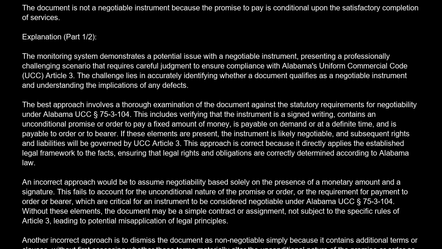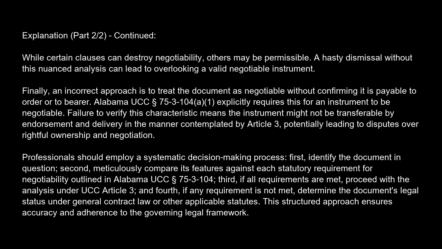Another incorrect approach is to dismiss the document as non-negotiable simply because it contains additional terms or clauses, without first assessing whether those terms materially alter the unconditional nature of the promise or order as required by Alabama UCC Section 75-3-104.1. While certain clauses can destroy negotiability, others may be permissible. A hasty dismissal without this nuanced analysis can lead to overlooking a valid negotiable instrument.